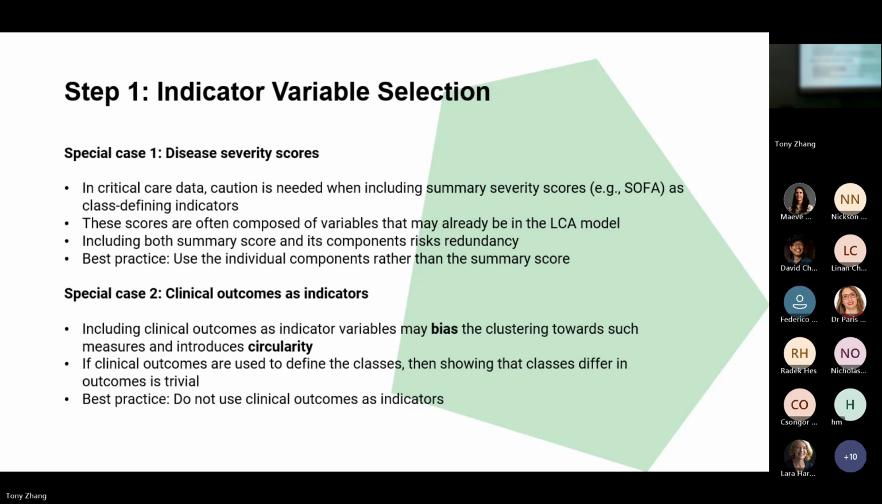Because if the outcomes are used to define the classes, then of course you will later see differences in these outcomes between the classes, right? Then this is nonsense.